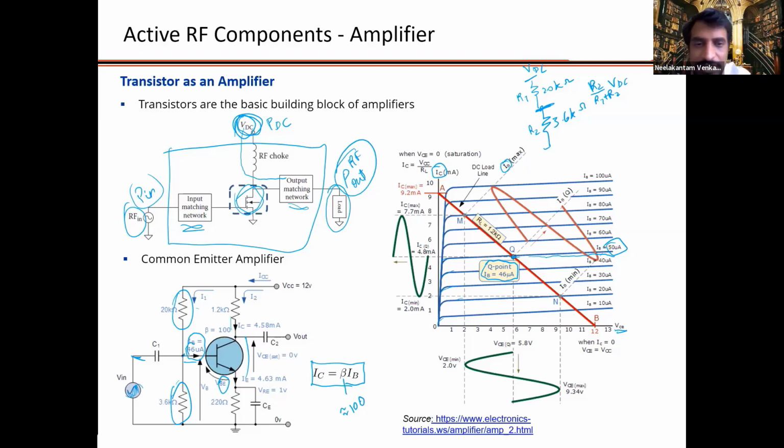Now, when you have a certain load of, let's say, 1.2 kilo ohms here, which is what this resistor is, if you monitor the voltage swing across this resistor alone, that is determined by the IC, the collector current that flows through there. So for a small swing in IB, which is typically in the order of 50 microamperes to 100 microamperes, you see that the IC swings from 7.7 milliamperes to 2.2 milliamperes.